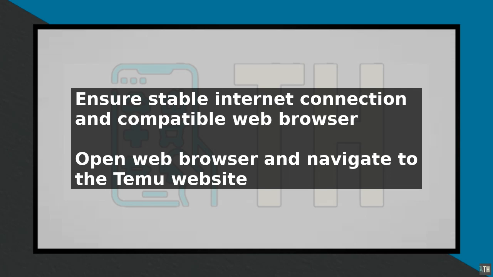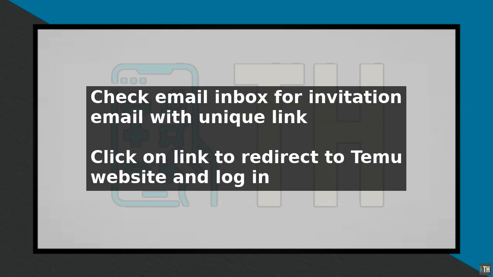If you have not already, create an account by providing the required information, including your email address and password. Once you have logged into your account, check your email inbox for the invitation email from Temu. The email will contain a unique link or code that you need to access the invitation.